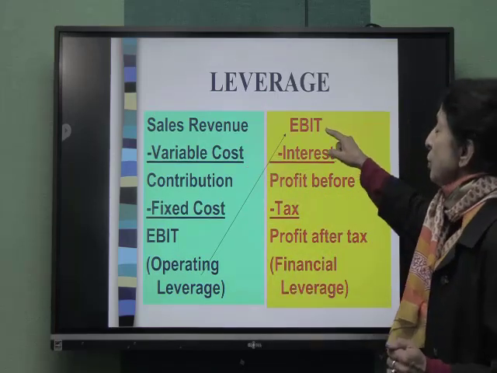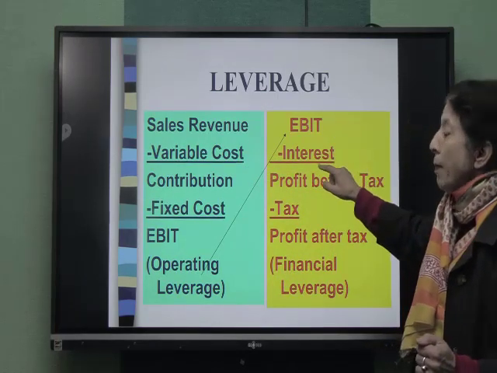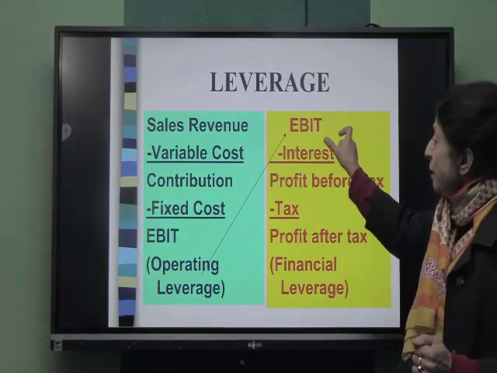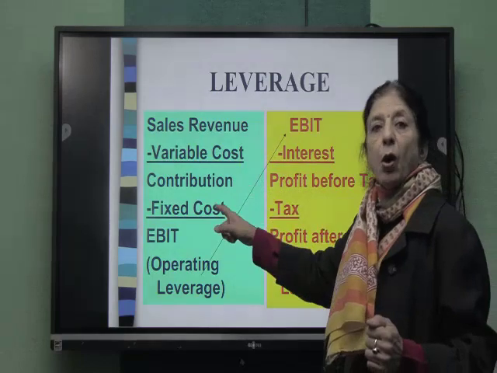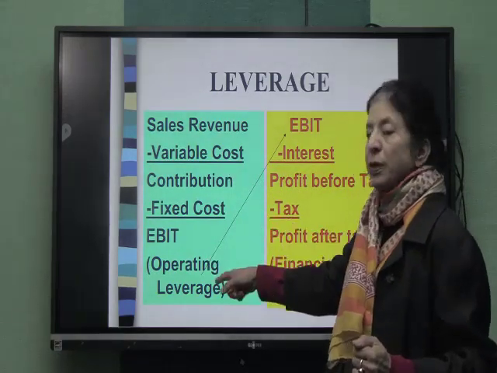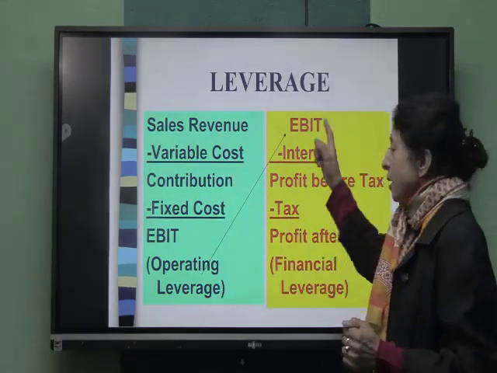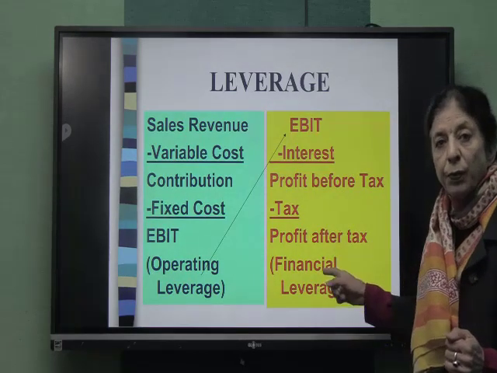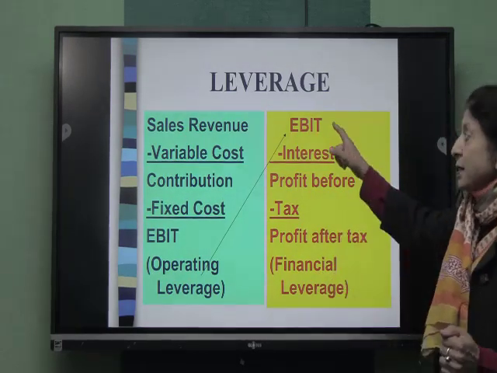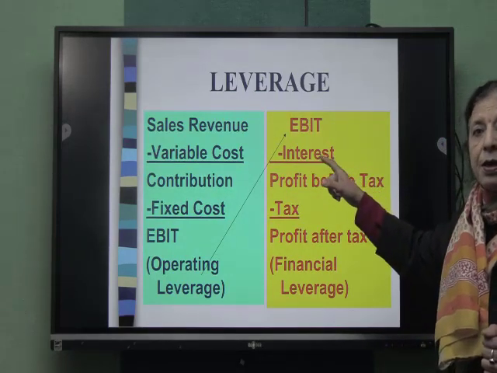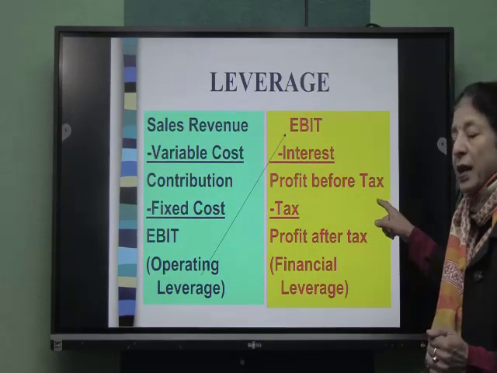Now just look at EBIT minus the interest. Here I am taking only the financial cost. Earlier I had taken the operational cost, and therefore that is called operating leverage. Here I am taking the financial cost, and therefore it is called financial leverage. EBIT minus the interest will be called profit before taxation.